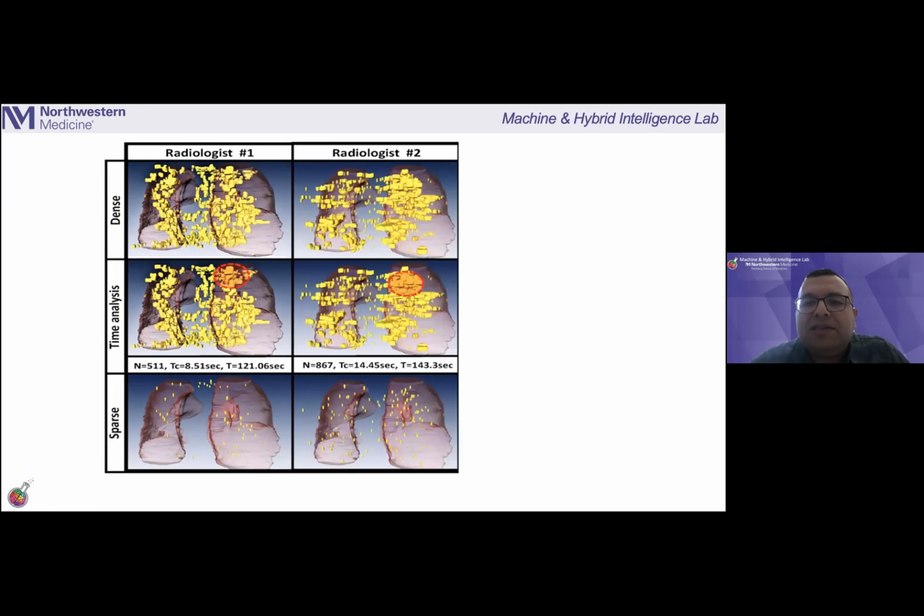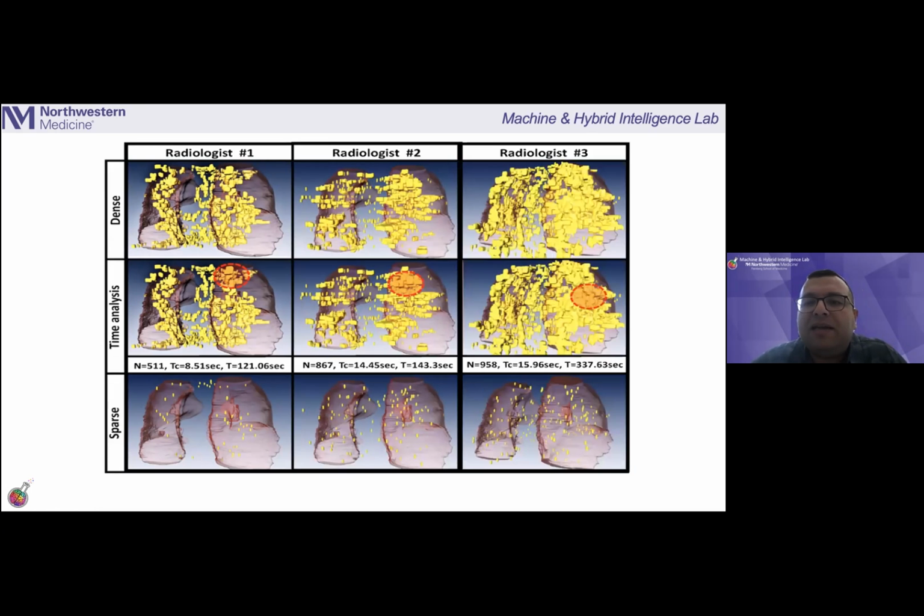The second radiologist has a different search style, and the third radiologist is a fresh resident who spent more than 5 minutes to finish the same CT scan. Still, after sparsification, we have a small number of points to be considered in the AI algorithm.